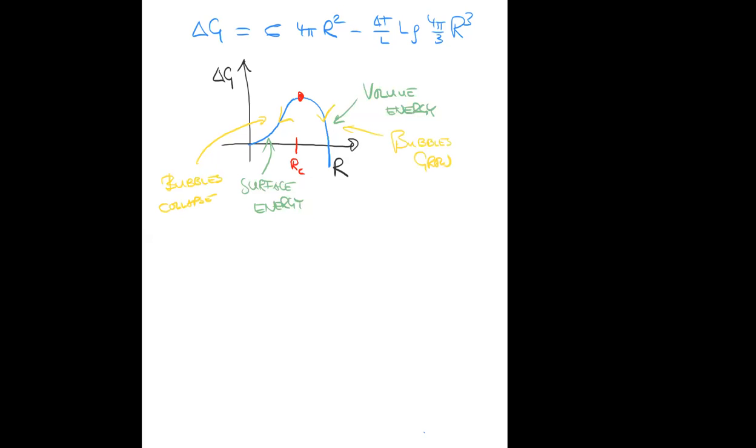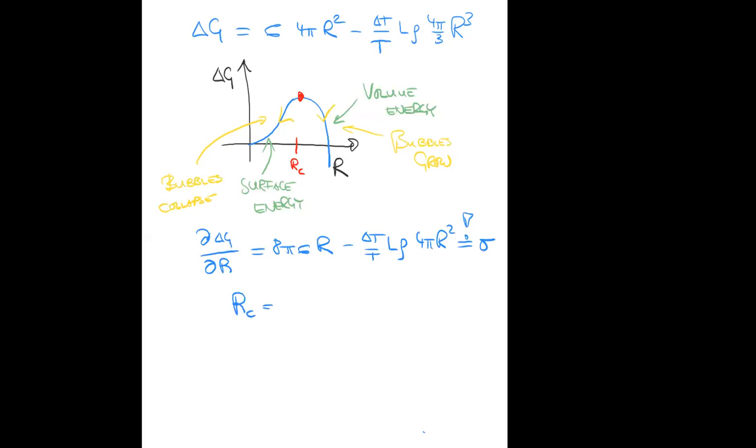So this magic red point is simply the point where the derivative of delta G with respect to the bubble size is equal to 0. So that's 8 pi sigma r minus delta T over T times L rho 4 pi r squared. When that's equal to 0, that determines the critical bubble size. So the critical bubble size, R critical, is given by this.